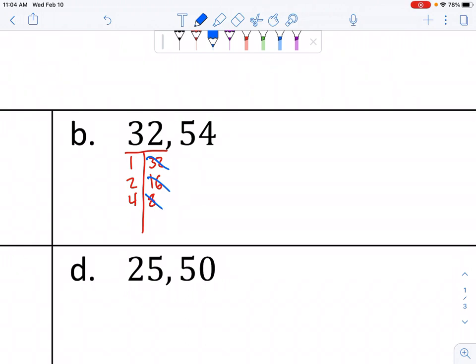Oh, I skipped 9 and 6. Oh, I got you. Because for 32, divided by 4 doesn't work. So divided by 2. 2 does work. 2 gives me 27. So that's the only value that works for both of these. So the greatest common factor is 2.